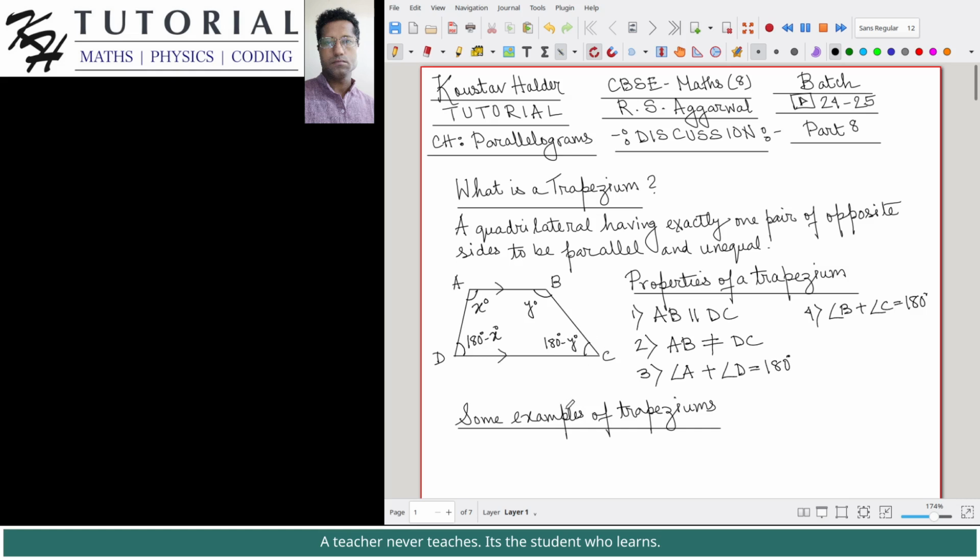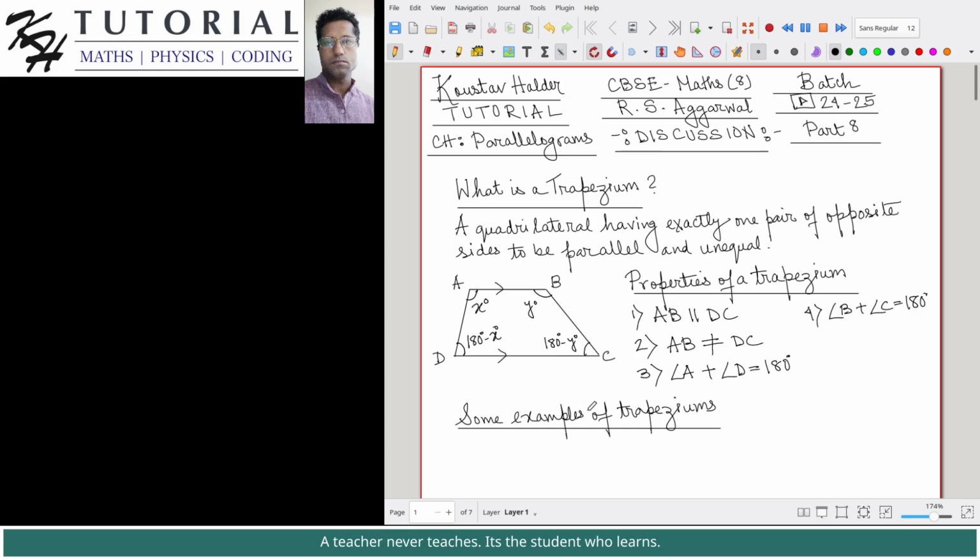So these are the basic, fundamental properties of a trapezium. Remember that a trapezium is a quadrilateral having exactly one pair of opposite sides parallel, but they are unequal. The sides are not equal.